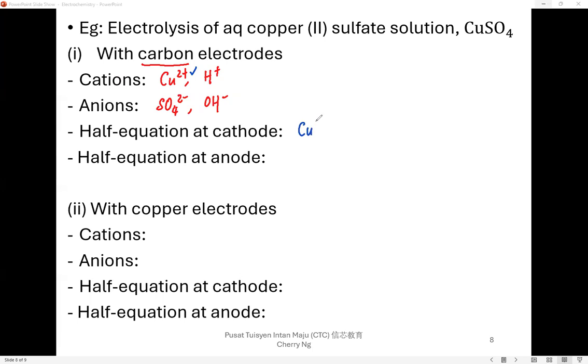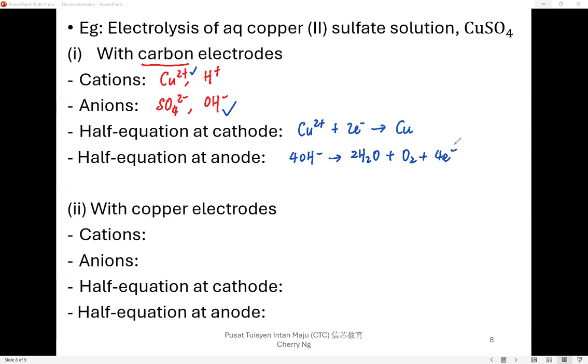So Cu 2 plus turns into Cu. How about the anode now? This is carbon as the electrode, which is inert, so we are going to discharge hydroxide ion. It will be 4 hydroxide produces 2 water, 1 oxygen, and 4 electrons.